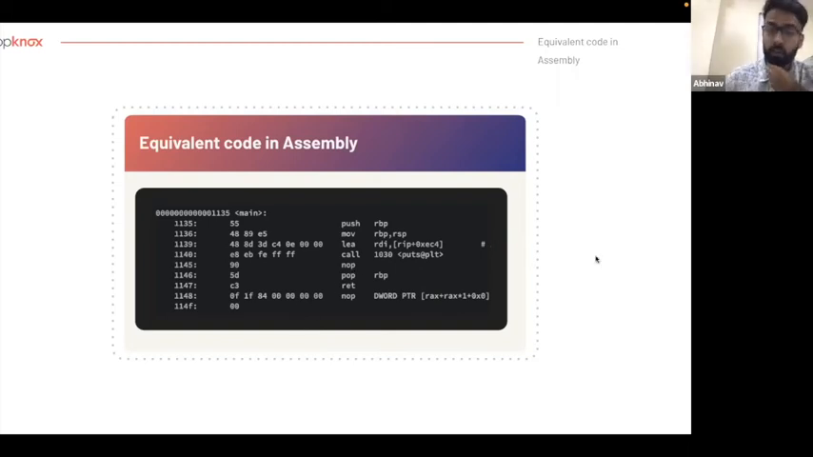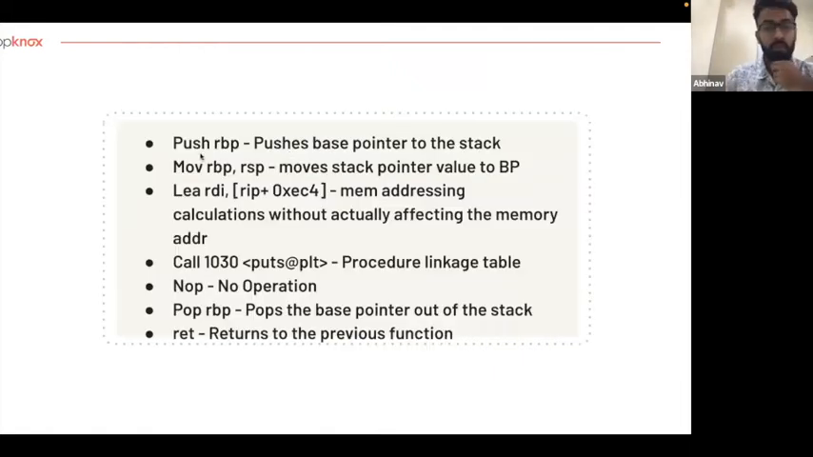Now let us take a look at what this code is actually doing. The first one is push RBP. It pushes the base pointer. Push, if you remember, comes from the stack. When you want to add something to the stack, you use the push instruction. RBP is a reserved register, which is the base pointer. So push RBP pushes the current value of the base pointer onto the top of the stack.